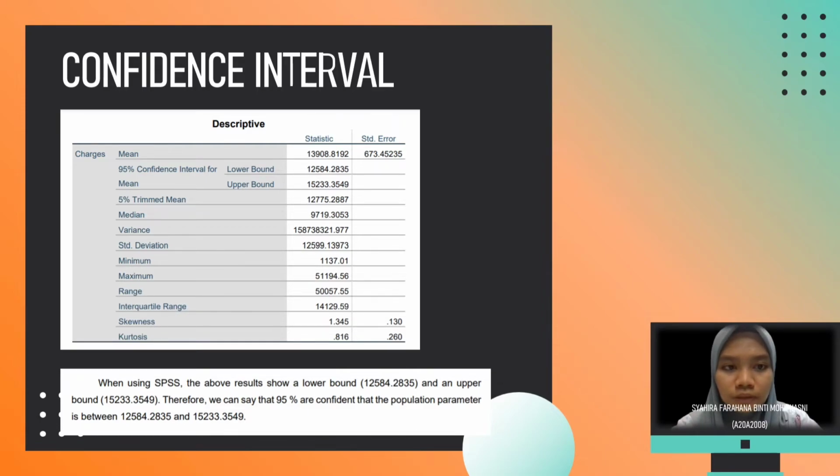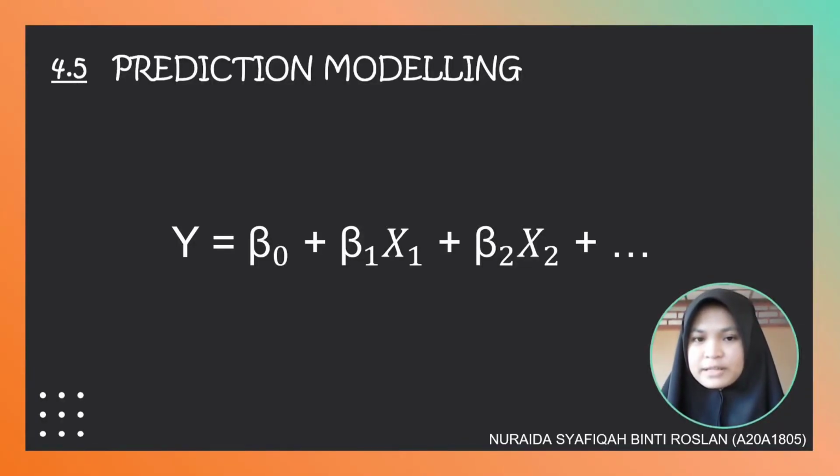Next, I will explain the confidence interval. Confidence intervals are intervals for estimates of parameters based on sample statistics. This is a table I got from calculations using SPSS. The above results show a lower bound of 12,584.2835 and upper bound of 15,233.3549. Therefore, we can say that we are 95% confident that the population parameter is between 12,584.2835 and 15,233.3549.